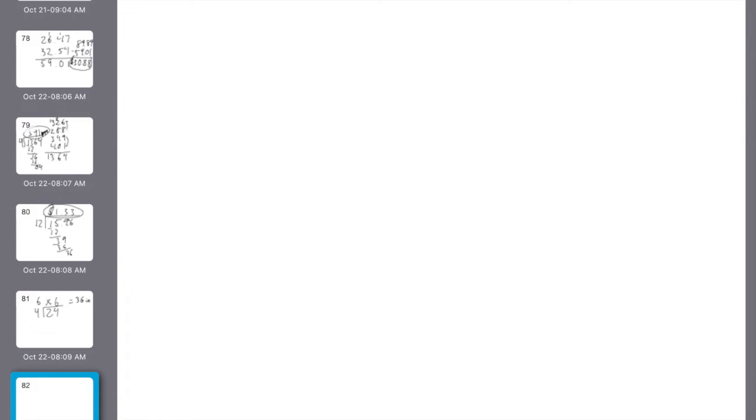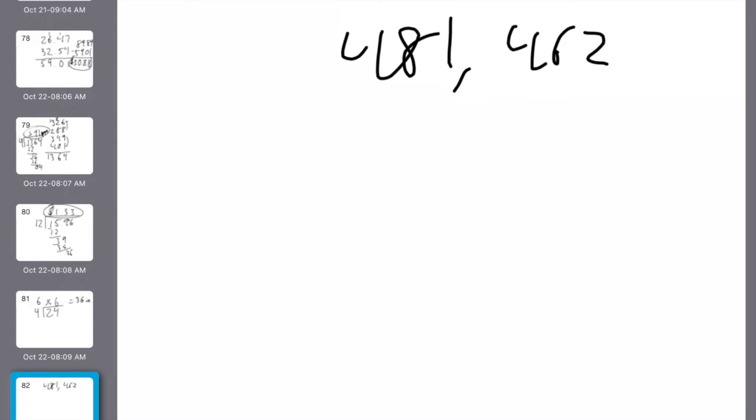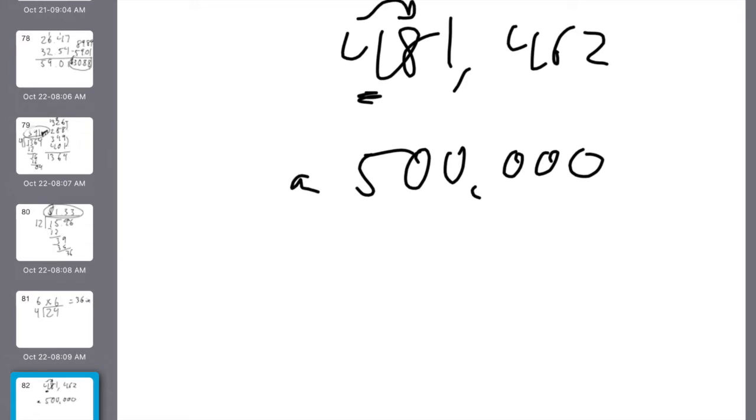Turn the page in my math book, number 7. Round this number to the nearest 100,000. So the number is 481,462. So nearest 100,000, guys, is this first one. Look at the 8. 5 to 9 goes up one time. That moves it to 500,000 for A.